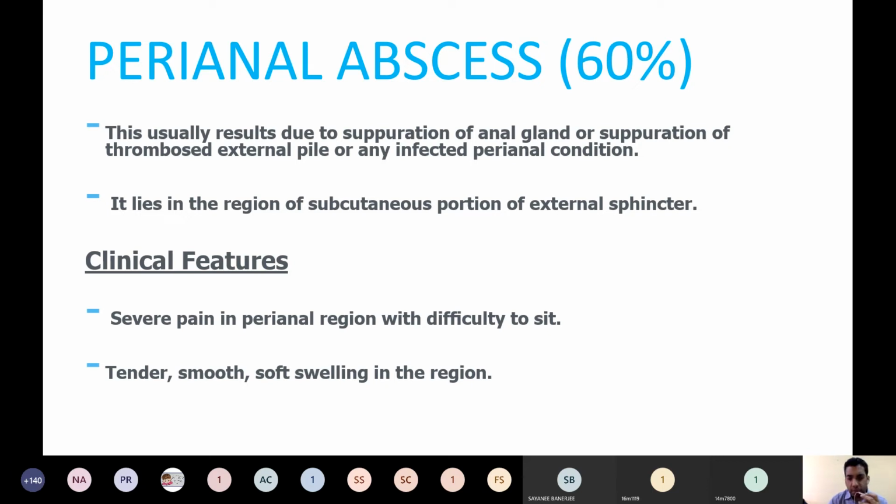Now coming to each and every abscess in particular, first we'll talk about perianal abscess because that is the commonest abscess, accounting for 60% of the cases. Okay, so this usually results due to suppuration of anal gland or suppuration of thrombosed external pile or any infected perianal condition. It lies in the region of subcutaneous portion of external sphincter. The clinical features are severe pain in the perianal region with difficulty to sit. There will be tender, smooth, soft swelling in the perianal region. That is accumulation of abscess.